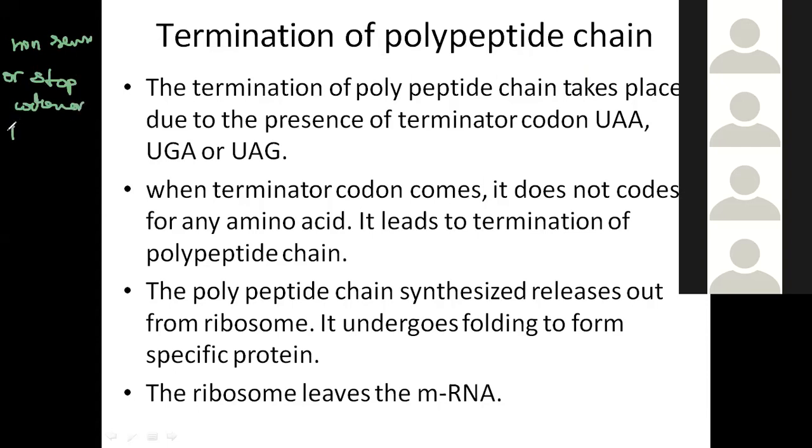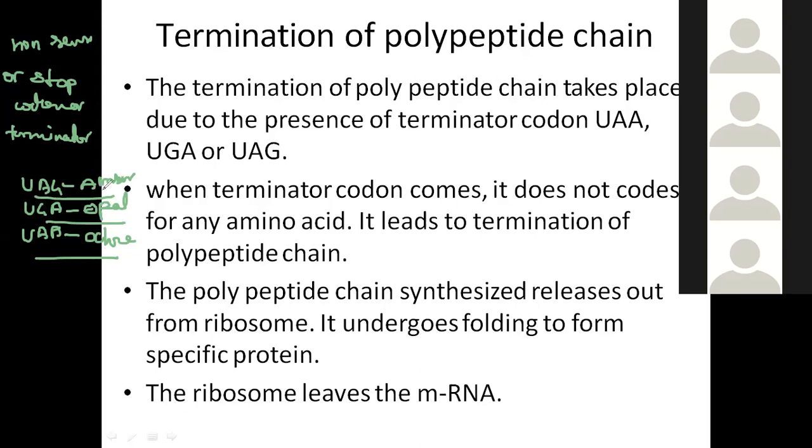Stop codon or terminator codon. I told you these names; you can see UAG, UGA, and UAA. UAA is also known as OCHRE, UGA is known as OPAL, and UAG is AMBER. I already taught these things yesterday. So when it will strike, just read it.